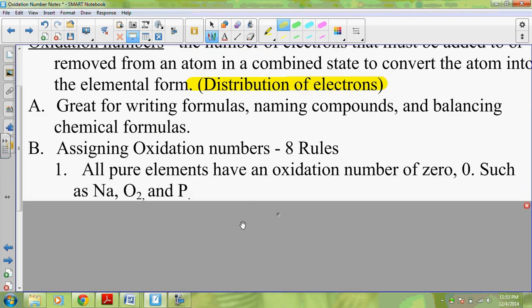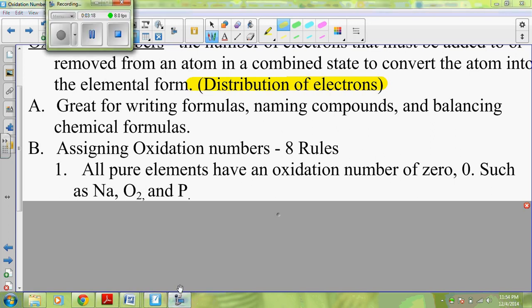1. All pure elements have oxidation numbers of 0. So if you see any elements chilling by itself, as in Na, O2, P, zinc, whatever, if you just see an element, it has 0. Now, why does it have 0? I need you guys to stop this, pause it, and talk to your neighbors for 30 seconds about why a pure element would have an oxidation number of 0.